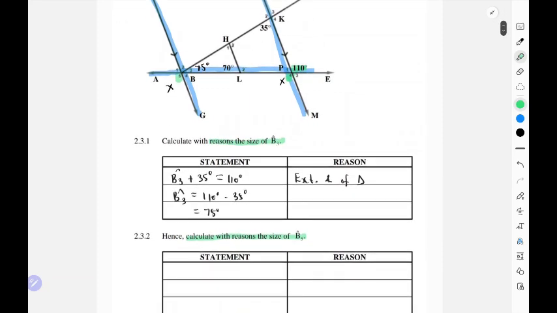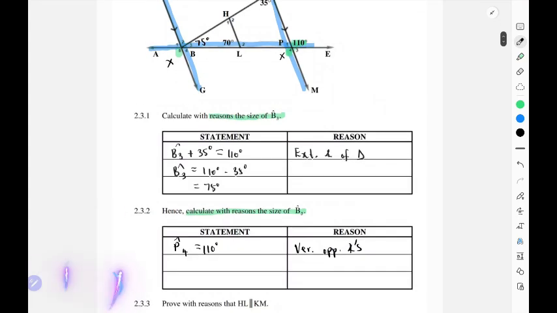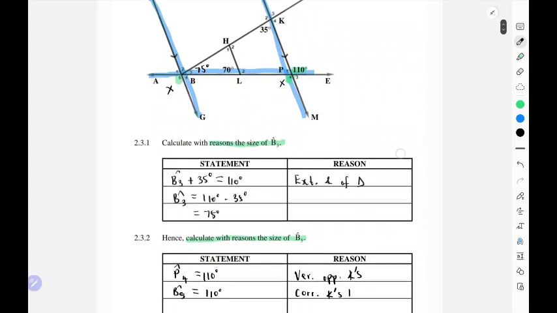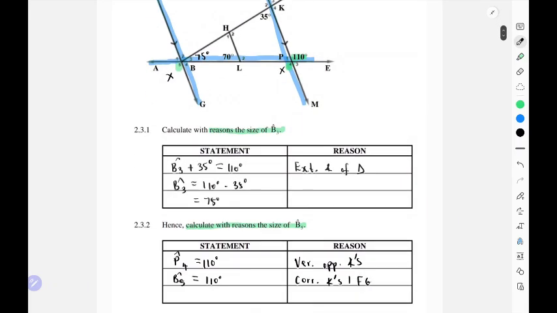So we can comfortably say that P4 is equal to 110 degrees, and the reason is vertically opposite angles. So now we can find B5. B5 is also equal to 110 degrees because of corresponding angles. Remember, this is because FG is parallel to JM.